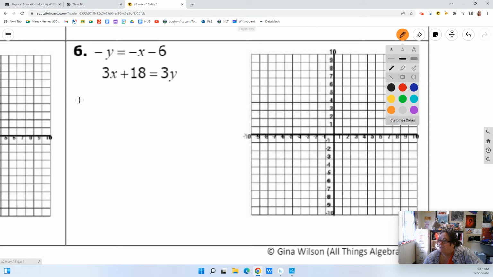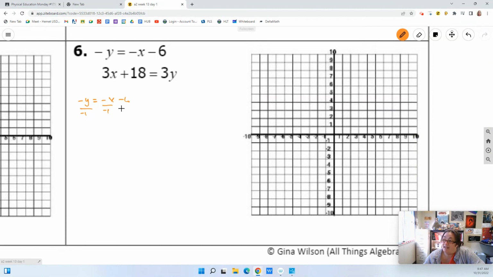So if I have -y equals -x minus 6, I just have to divide or multiply everything by -1. And the reason for that is that I don't care what -y equals. I care what y equals. All multiplying or dividing everything by -1 does is change the sign of everything. So this becomes y equals x plus 6.